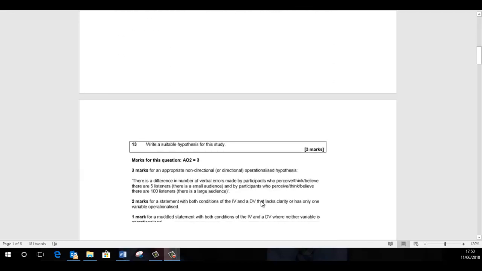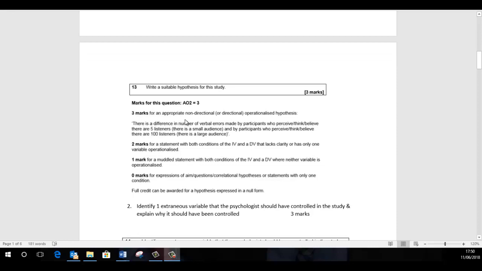So if we have a look at the mark scheme, we had 3 marks for those of you who'd said there's a difference in the number of verbal errors made by participants who perceive or think there are 5 listeners, in other words, a small audience, and by those who perceive that there's a large audience, in other words, 100 listeners. You have to operationalize. If only one of the variables is operationalized, then you've got 2 marks. If it was a bit vague, you've got 1 mark. And if you're just doing some sort of vague statement, you're not going to get any credit at all.